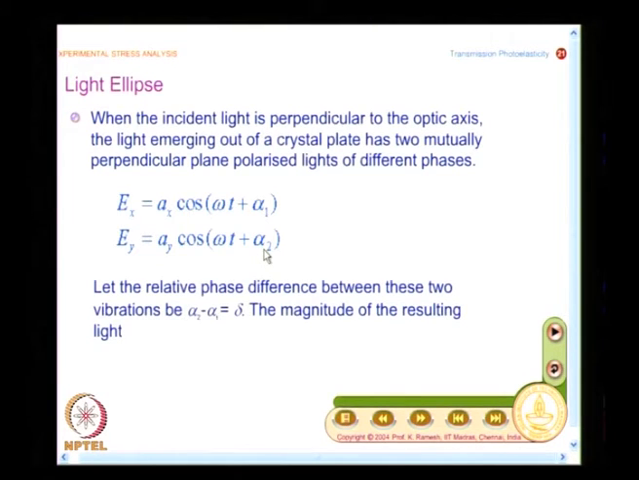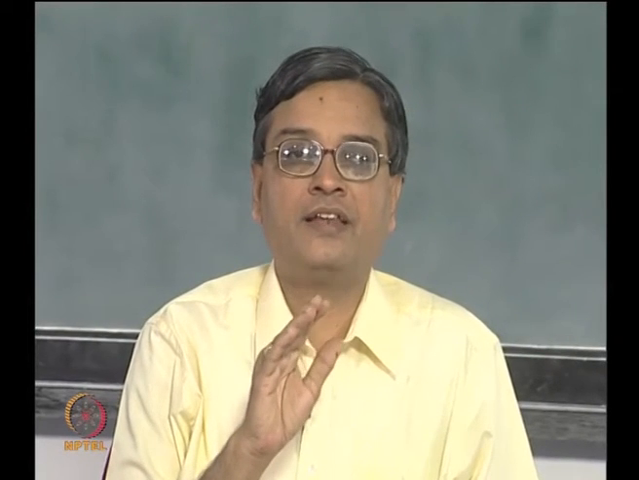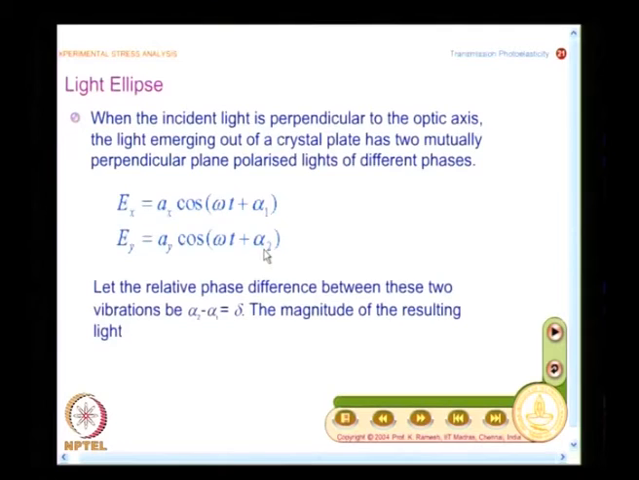In photoelasticity literature, more than the absolute phase, it is the relative retardation that is very important. Keeping this idea in mind, we would also go back and recast the equation. That is what we will do later. We will look at the relative phase difference between these two vibrations, label that as delta, and delta is nothing but alpha 2 minus alpha 1. So it is the relative phase difference that is very important.